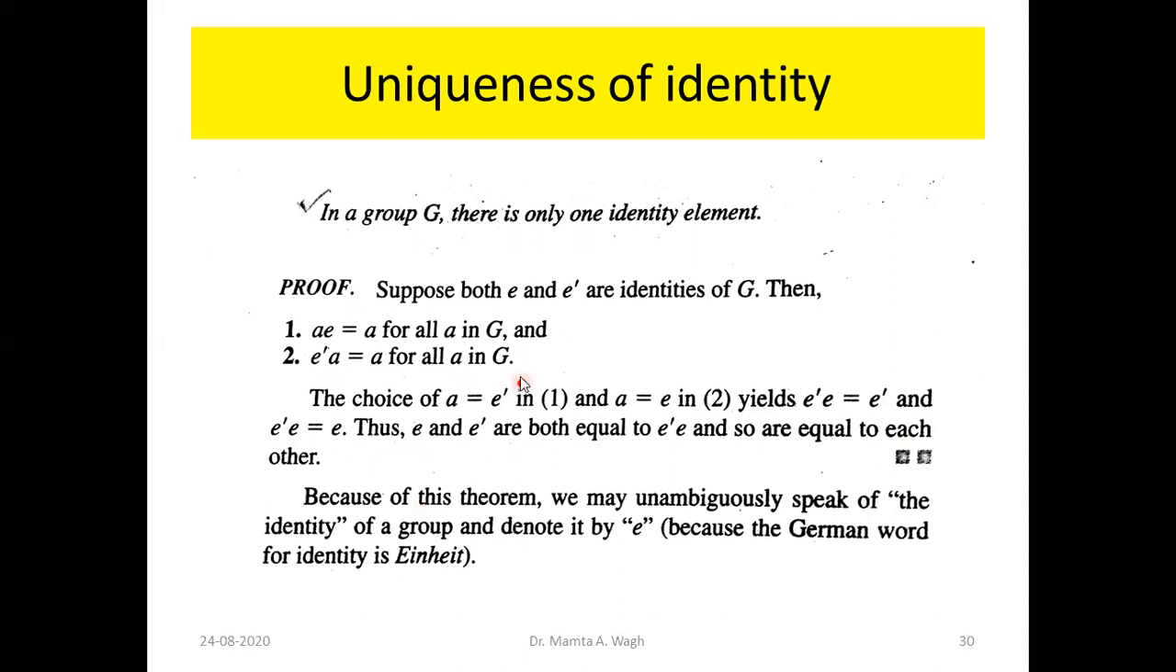Suppose that E and E dash are two identities, and here we have proved that they both are equal, and hence there is only one identity element in the group. So we can talk about the identity. Simply not the identity, we should write it the identity element, because that is unique.